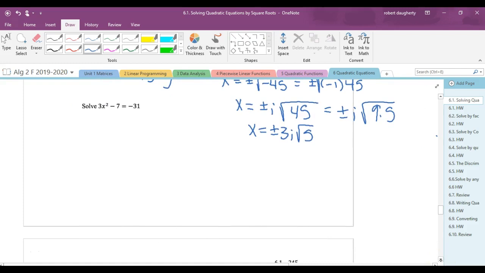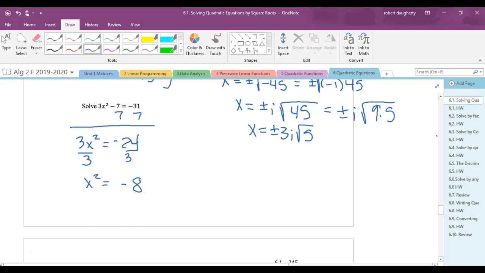What needs to get by itself? The x squared, so I need to add 7 to both sides. So I get 3x squared is equal to what? Negative 24? And then what? Divide everything by 3. X squared equals negative 8.